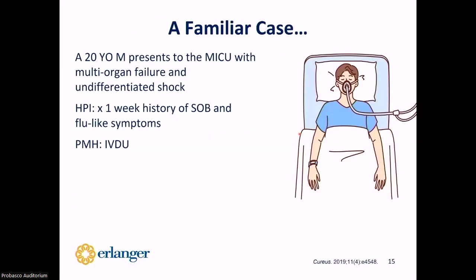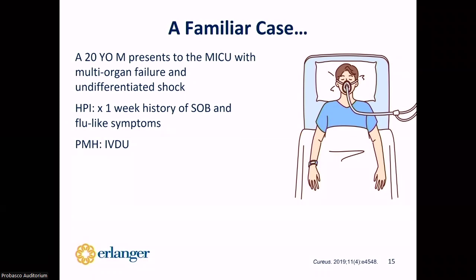So I want to make this a little bit more real world and maybe relate it to a patient that you've probably seen before. So this is a real case that I'm presenting on. I have the reference down in the bottom part of the slide. This is a 20-year-old male that presented to the medical ICU with multi-organ failure and undifferentiated shock. His chief complaint is a 1-week history of shortness of breath and flu-like symptoms, and his only past medical history is IV drug use.